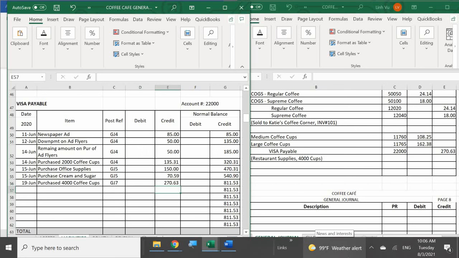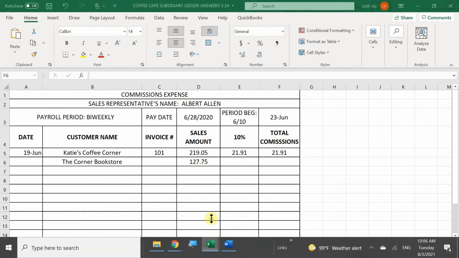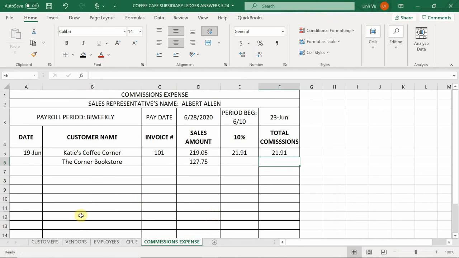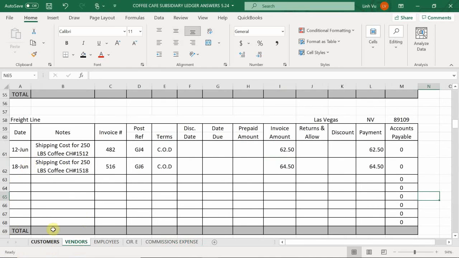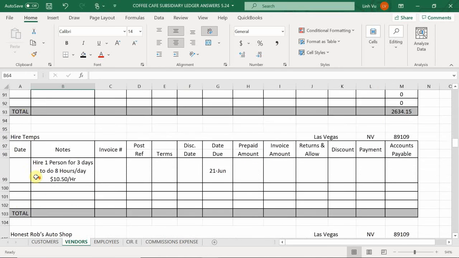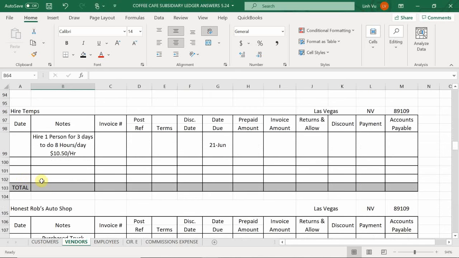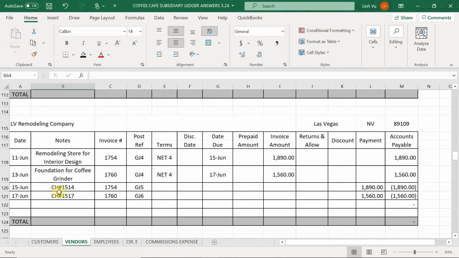Okay, so we're done with the journal and we're done with the ledger. There's one more thing that we got to do: the subsidiary ledger. What if we want to return those cups? What if we accidentally bought the wrong cups? What if we want to trade in some of those cups to buy another cup? It's important that we at least record that we purchased those cups, because we could return them at any given time.